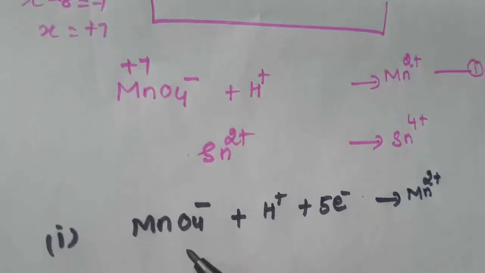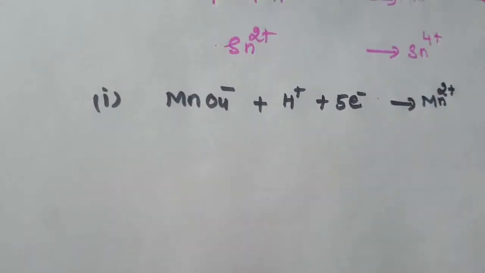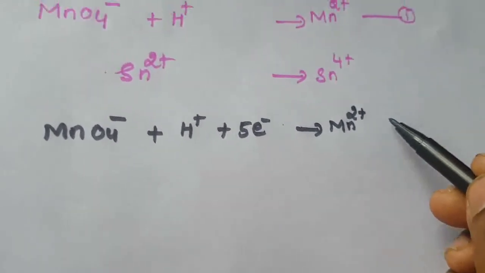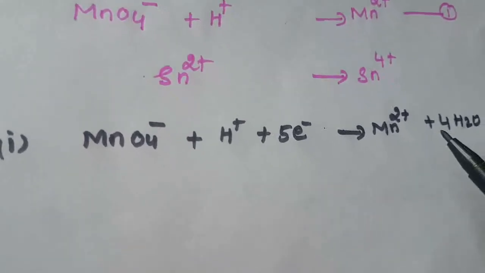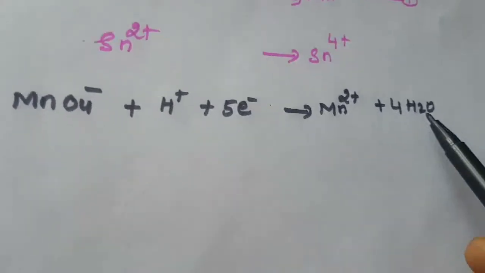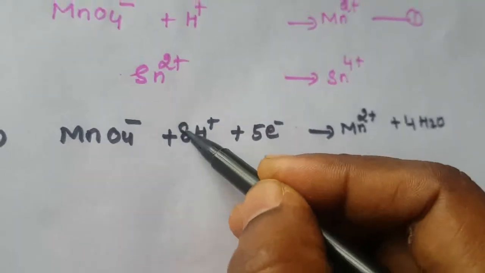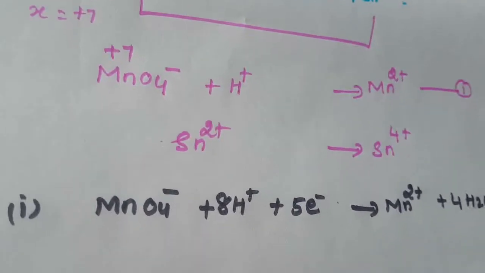So here how to balancing that one? Here 4 molecule of oxygen is there. Okay, so that is we are adding 4 molecule of water. Okay, so 4 molecule of oxygen. How many hydrogen is there? 4 2s are 8. So that is I am balancing that 8 hydrogen. Okay, so this is the first step.